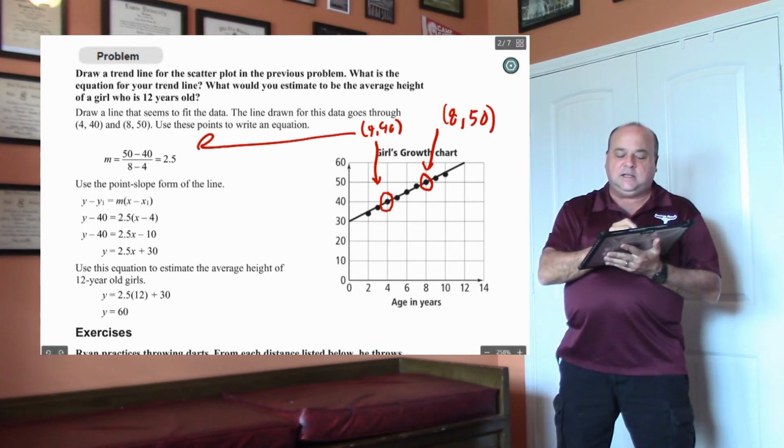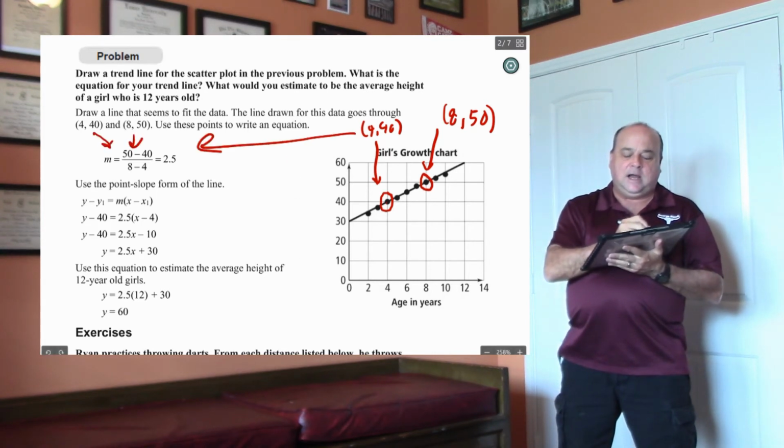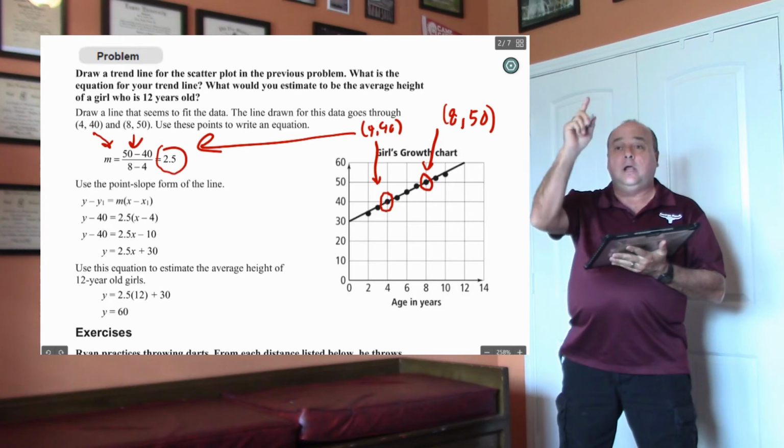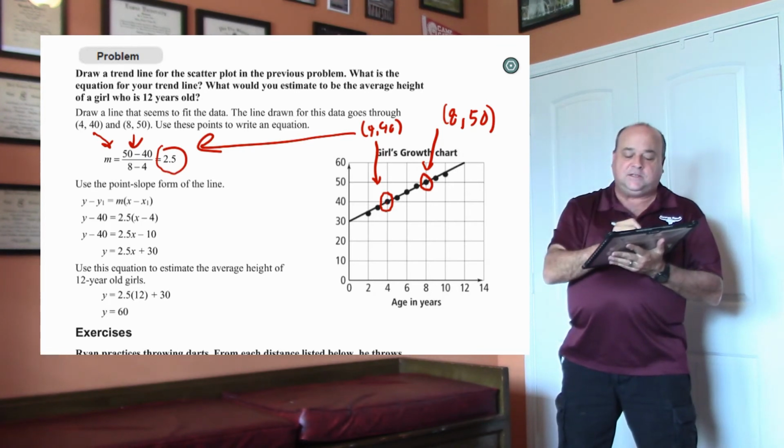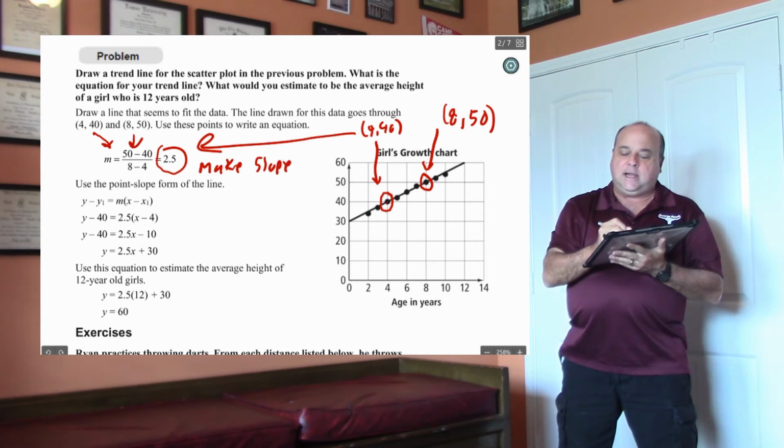So what they did is they took those 2 points and they found the slope, and it's important when you're doing this, make slope a decimal. Don't make it a fraction.